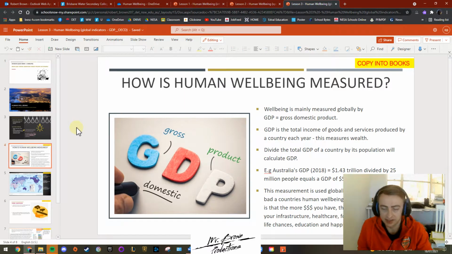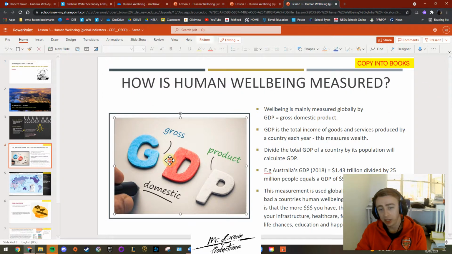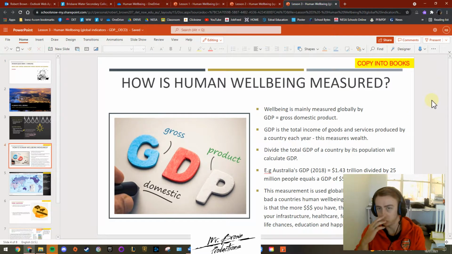So now that you've got that down, we're going to move on to a bit of core note taking here. What I would like you guys to do is get this down as a subheading. If you have access to a printer, you might want to print that out, or you could even draw something like that on the side of your page. So we're going to look at a measurement tool called GDP, which stands for Gross Domestic Product.